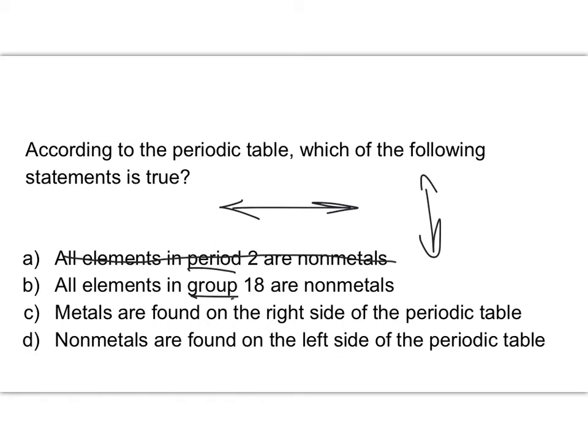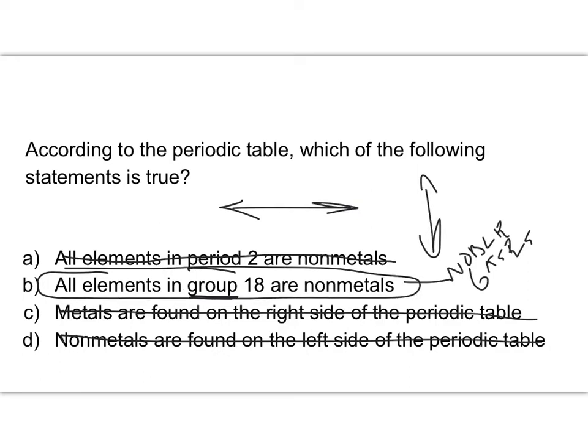All elements in group 18 are nonmetals. Well, group 18 would be the noble gases, so that is pretty likely. That tells us that those are all nonmetal. Let's see if there's any other correct answers. Metals are found on the right side. That's the opposite. Metals are actually found on the left, and nonmetals are found on the right, so these last two statements are reversed. Metals are on the left, nonmetals are on the right. So the correct answer is that all elements in group 18 are nonmetal.